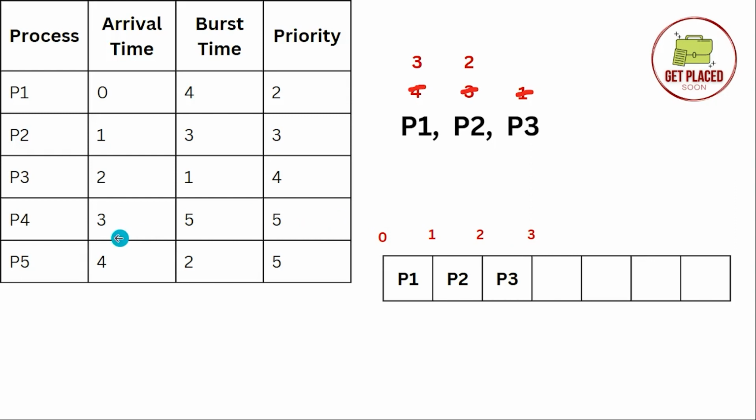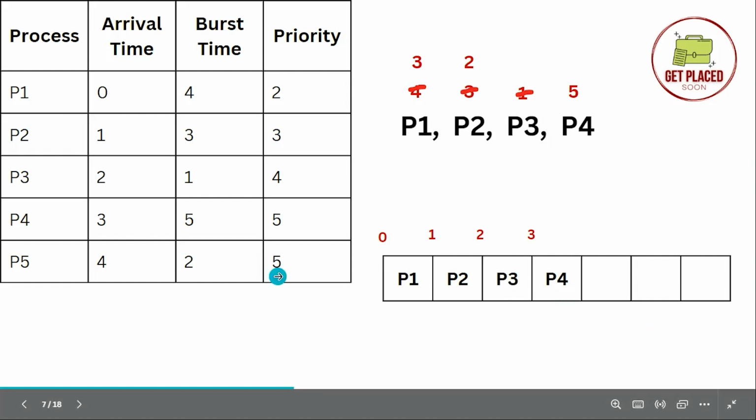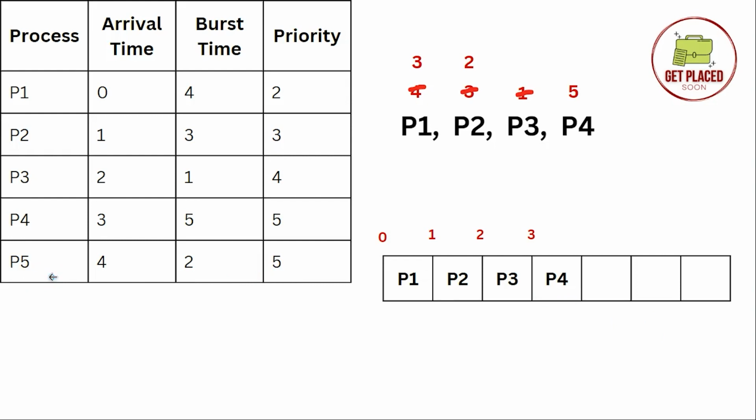Then at time 3, with more priority, that is 5, and burst time 5, P4 is arriving. So next we will run P4, but you have to notice one more thing: process P5 is arriving at the time 4 with equal priority to P4. So P4 and P5 have the same priority values and the burst time is different. P4 is arriving at 3 and P5 is arriving at 4. Now P5 has less burst time. So what are we supposed to do? We know at the point of time 3 we are supposed to run P4.